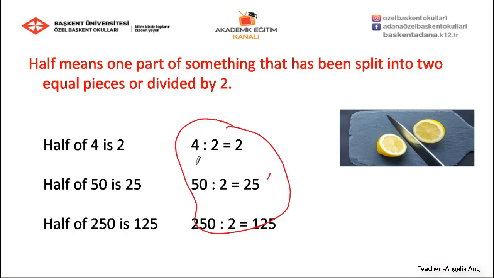4 divided by 2 equals 2. 50 divided by 2 equals 25. 250 divided by 2 equals 125. Look at all these numbers. They are divided by 2.